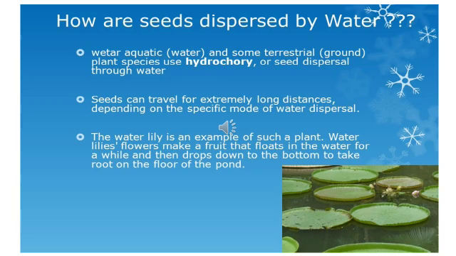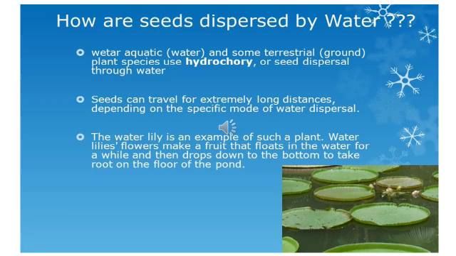Now, how are the seeds dispersed by the water? Some aquatic and some terrestrial, meaning ground, plant species use hydrochory. Hydrochory is basically the dispersal of seeds by water. Seeds can travel extremely long distances, and they can float on the surface of the water. They can also swim in the water, you can say.